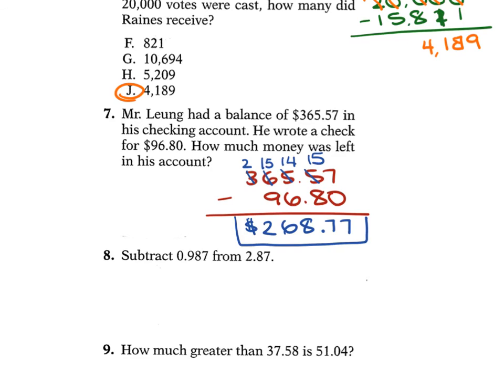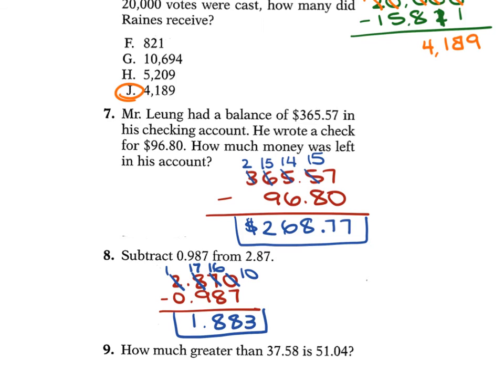For 8, it tells us to subtract 0.987 from 2.87. So 2.87, I'm going to add in that 0 to make sure I have my place values lined up. Then we have 0.987. Oops, we're subtracting these, not adding. So the 0 becomes a 10, 7 becomes a 6, making that a 16, 8 becomes a 7, that becomes a 17, making the 2 a 1. 10 minus 7 is 3, 16 minus 8 is 8, 17 minus 9 is 8. Put your decimal point down, 1 minus 0 is 1. So 1.883.